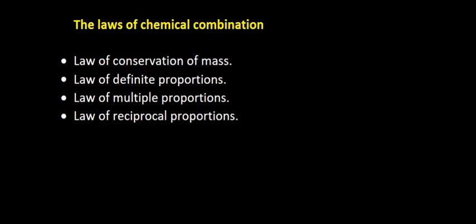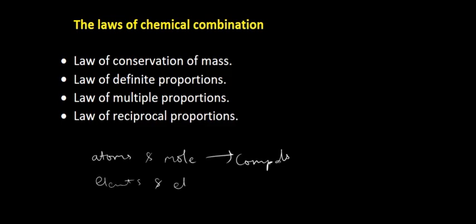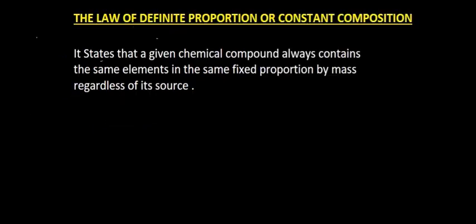The law of chemical combination is talking about the interaction of atoms and molecules to form compounds, or the interaction of elements and other elements to form compounds. In today's course, we're going to look at the law of definite proportion, or constant composition.